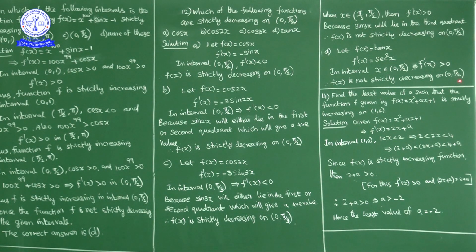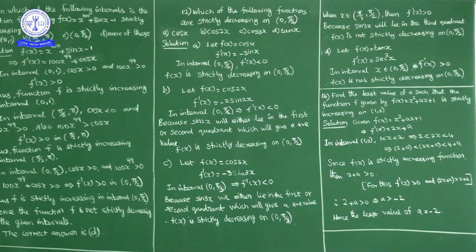So f of x is strictly increasing means f of x is not strictly decreasing on the interval 0 to pi by 2. So for part D, f of x is tan x, its derivative is f dash of x equal to secant square x. In 0 to pi by 2 all trigonometric ratios are positive, so secant square is also positive, so f dash of x is greater than 0. As f dash of x is greater than 0, f of x is increasing in the interval 0 to pi by 2, so f of x is not decreasing in the interval 0 to pi by 2. Okay. Next, question number 14.